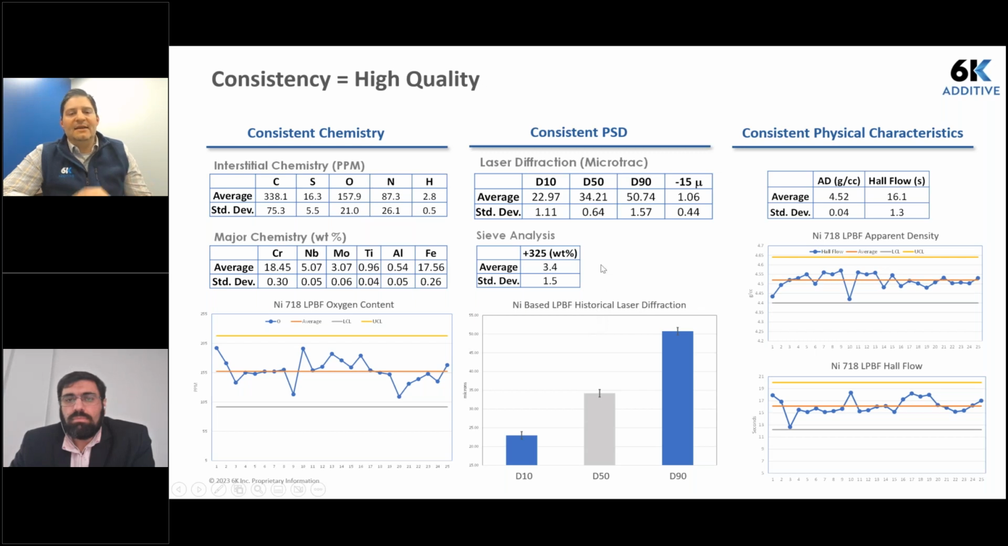So we pride ourselves again in the consistency of the powder that we're making. That is because we're controlling our inputs, and we also have a process by which we're converting to a pretty standard high spherical powder with minimal satellites and anything that can restrict or change flow and AD.